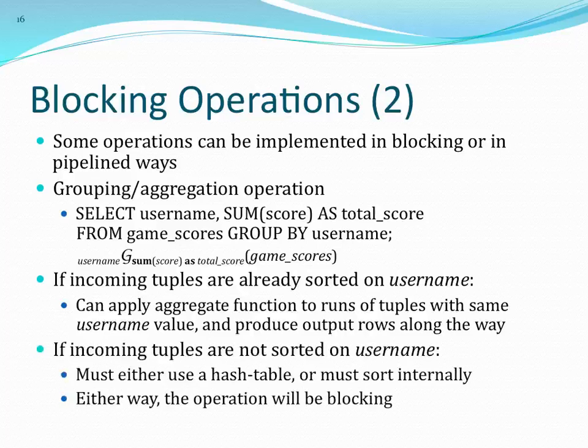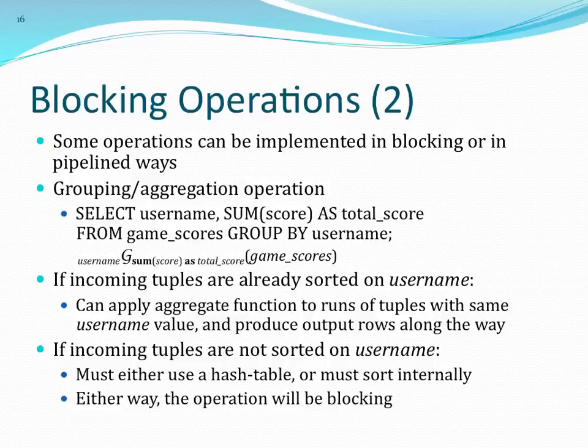If I have to sort internally. So this is the reason why it's a little bit confusing, because if I have a sort-based grouping and aggregation, that plan node is not blocking, but there may be some earlier plan node that's blocking. In this case, there probably would be, because I'd have to sort. But if it's a hash-based grouping and aggregation, it's always blocking.